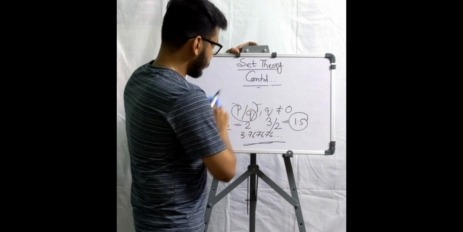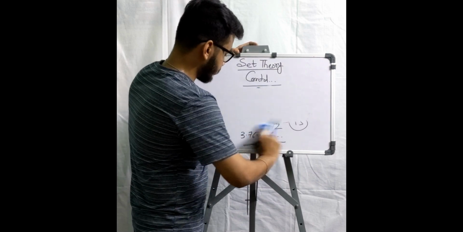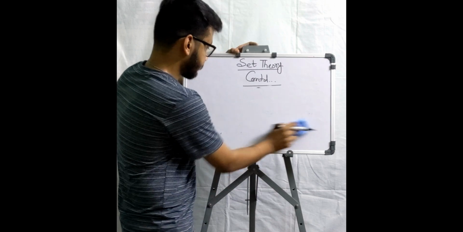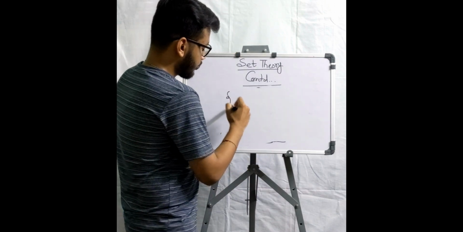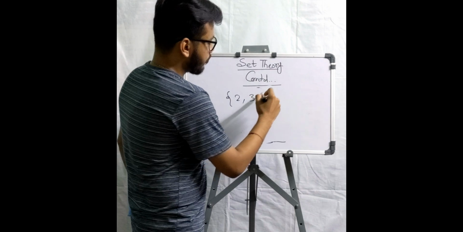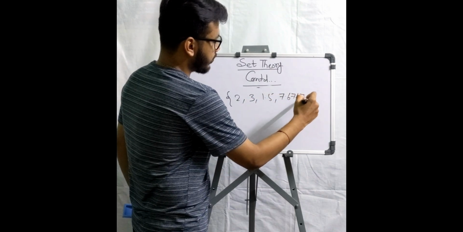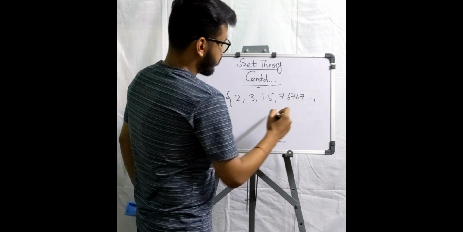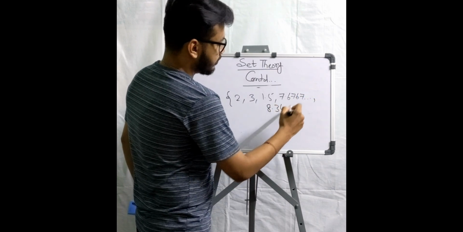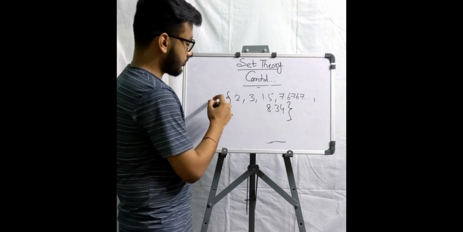Similarly, the set of rational numbers can be written in this way: 2, 3, 1.5, 7.6767, in this way, then 8.34. These are all in the set of rational numbers.